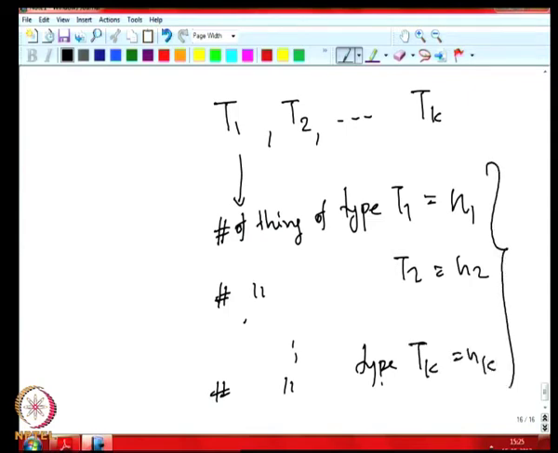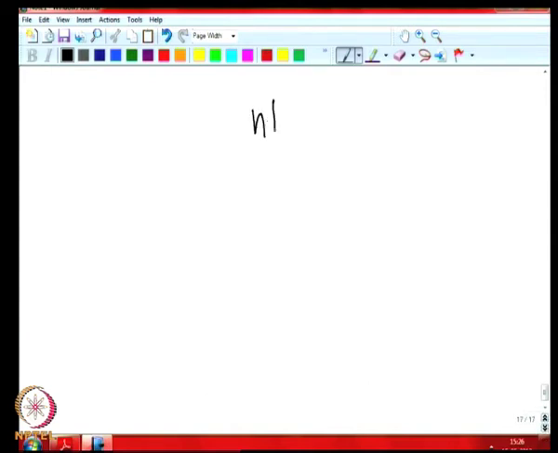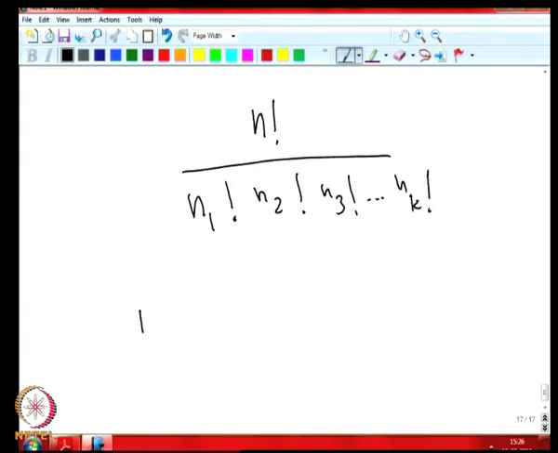There are k different types and each type has a certain number, N1 times it comes, N2 times; these are the repetition numbers N1, N2, Nk. Now, we want to show that the total number of permutations of the multiset S is n factorial divided by n1 factorial into n2 factorial into n3 factorial up to nk factorial.